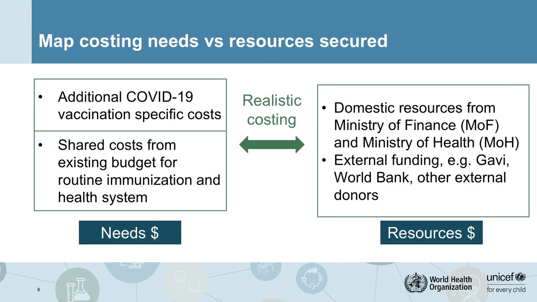Map costing needs versus resources secured. A plan will be successfully implemented if it is realistically budgeted and resources are mapped before starting to introduce the vaccine. The funding of the plan should thus be discussed with the Ministry of Health, Ministry of Finance, and partners such as the World Bank or regional development banks.